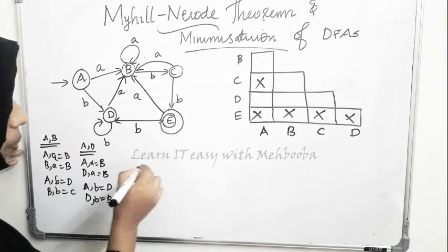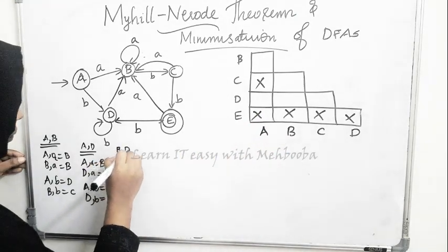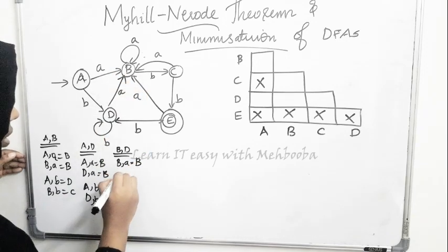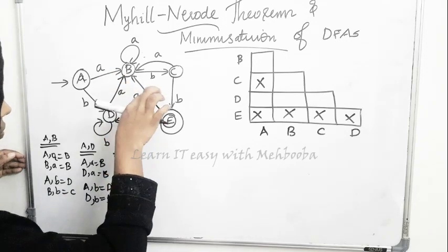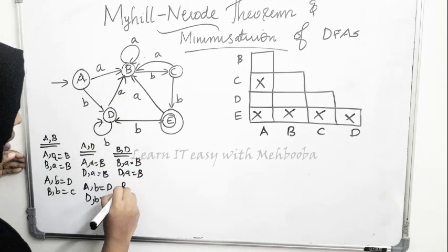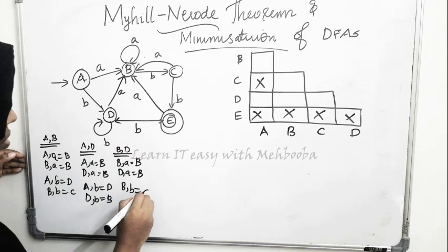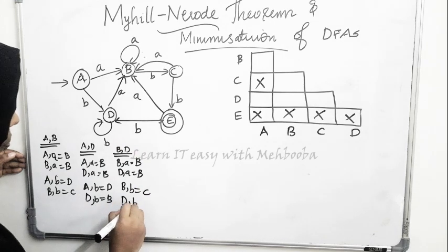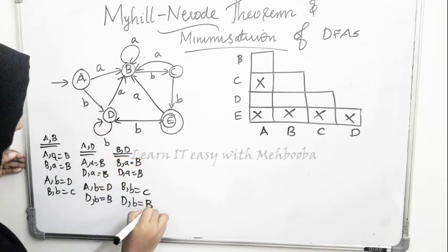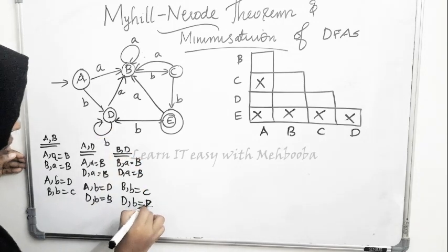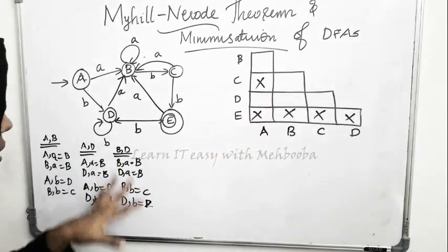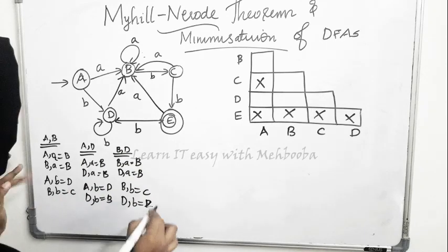Now the next unmarked pair is BD. B on a goes to B. D on a goes to B. Now B on b goes to C. D on b goes to itself. So the DC pair, CD pair is not marked, BB is not marked. So we can't take a decision on BD for the time being.